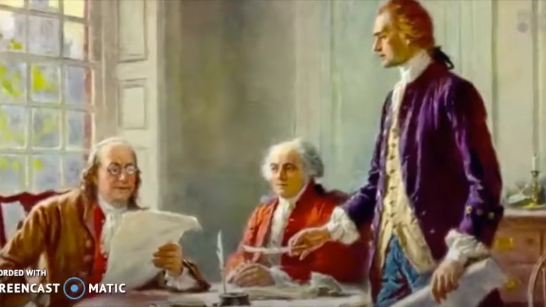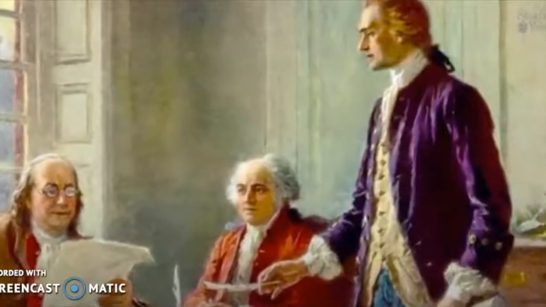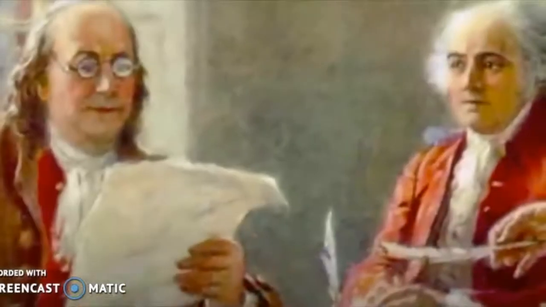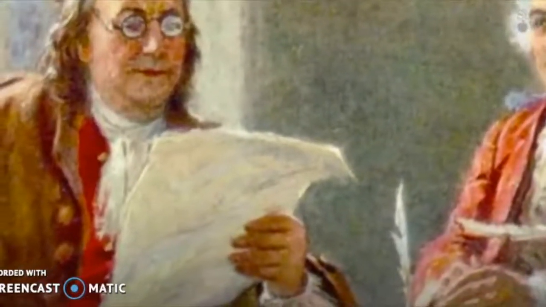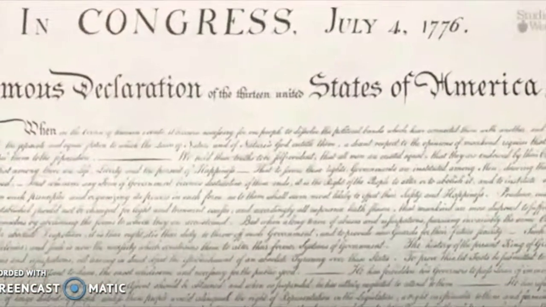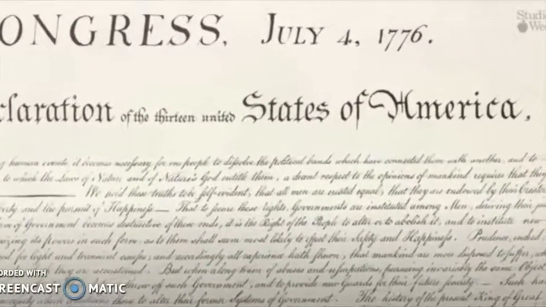In 1776, he was chosen as a member of the Second Continental Congress and was asked to write the Declaration of Independence. He studied many writings and books on freedom and government, and it took him 3 days to write the first draft. Many changes were made to his original document, but it was adopted on July 4, 1776.